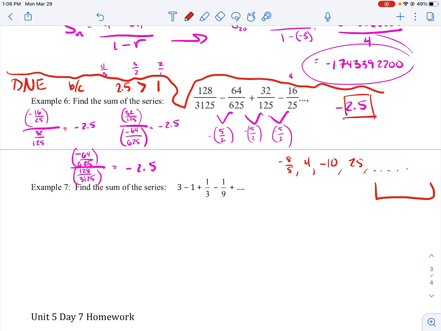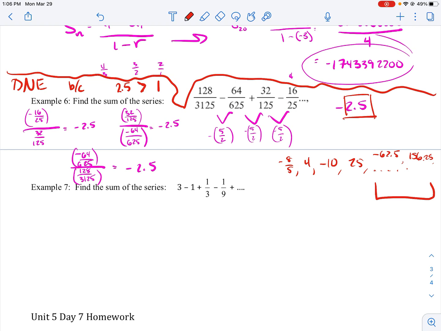Okay? So even though it says up there if r is less than 1, we're talking about the actual number itself, the r value. So if your r value, positive or negative, is greater than 1, then the sum of that infinite geometric series does not exist, right? Because as we keep going, 25 times negative 2.5, now we're up to negative 62.5. And then the next one is going to be 156.25, right? So it's just going to keep getting larger and larger.